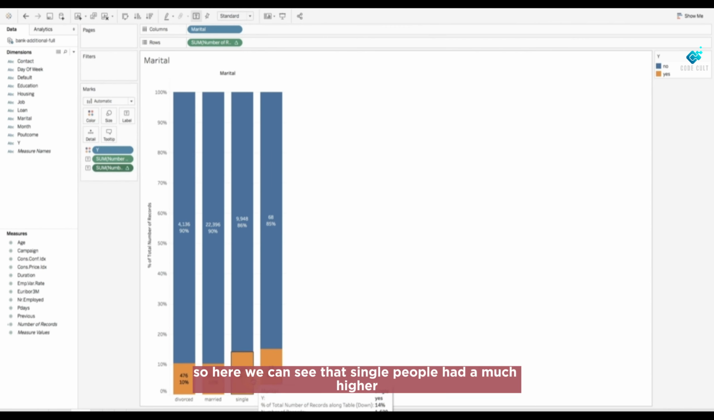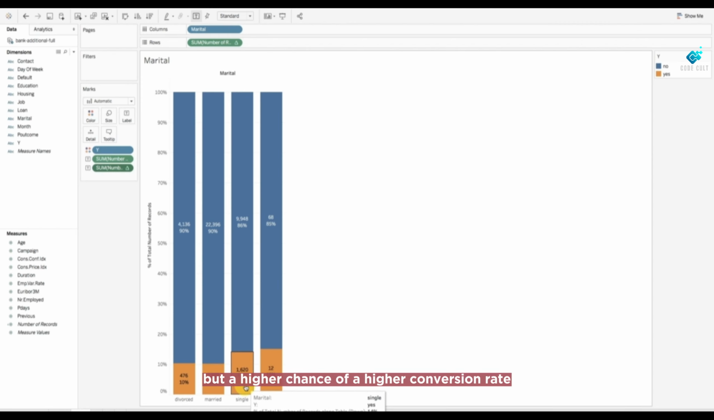So here we can see that single people had a higher conversion rate, not much higher, but higher. Now, why am I not pointing out the unknown? The reason is, first of all, they're unknown, so most likely we can't really do much about it, right? Maybe we can, maybe there's a field we can leverage that does say unknown. But the thing here, and maybe you picked up on this, is that there's only 12 people in this category, and 12 plus 68 here. So in total, there's 80 people in this whole column.